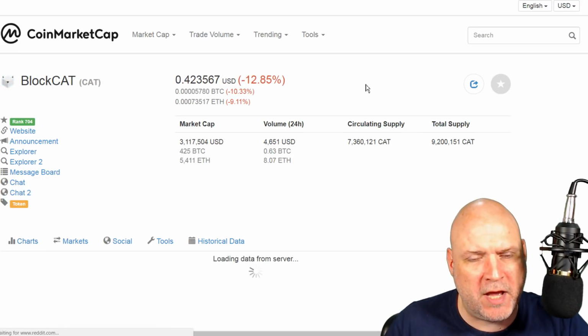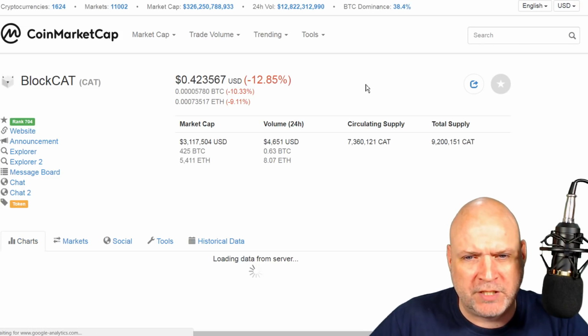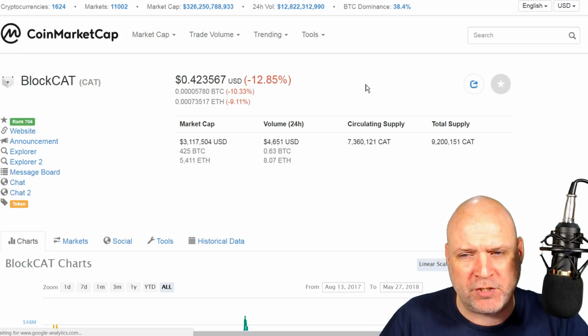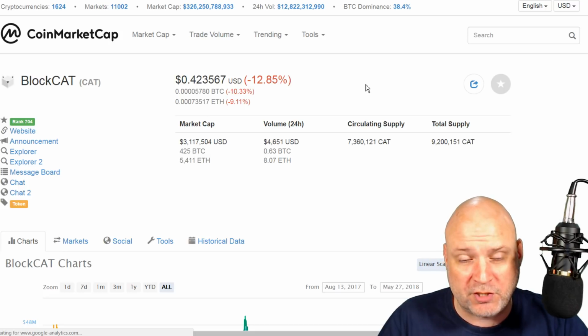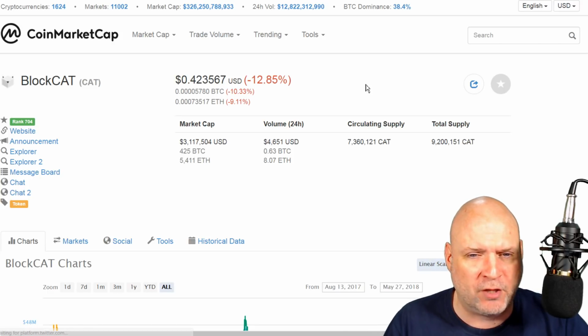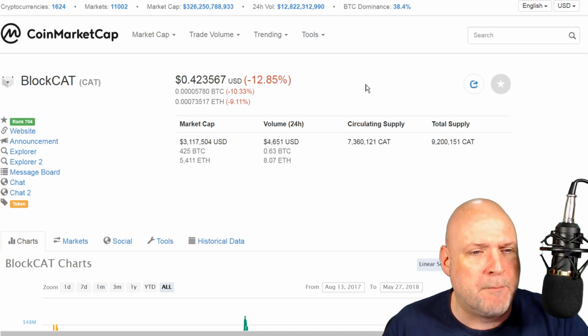So Blockcat now, and it has a much lower supply than Ether Party, only 7.36 million CAT in circulating supply. Total supply is 9.2 million as well, so very, very low. And looking at this with a cap of $3.1 million, this looks quite promising and quite tempting, I should say, but volume is very, very low as well. You can see that it's only 8 Ethereum in the last 24 hours. So you could get lumbered with it, is what I'm saying.